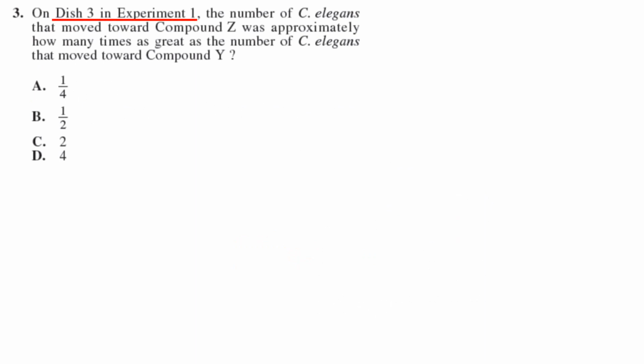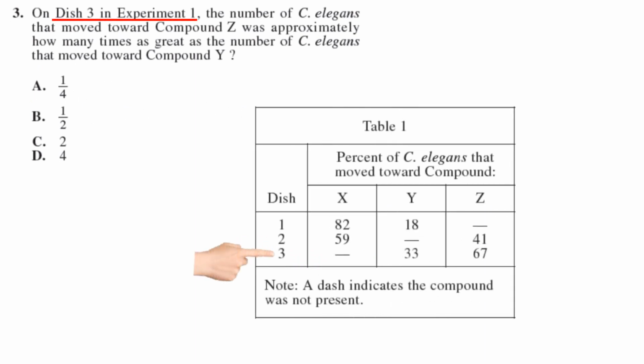Number 3, on dish 3 in experiment 1, the number of C. elegans that moved towards compound Z was approximately how many times as great as compound Y. So Z is how many times as great as Y. Z is 67, Y is 33. So Z is 2 times as great as Y. Be sure to do those in the right order. So your answer is C. If you were to miss this one, your most likely answer would have been B, 1/2, and that would have meant you were doing them backwards.